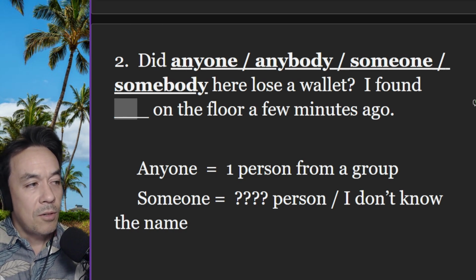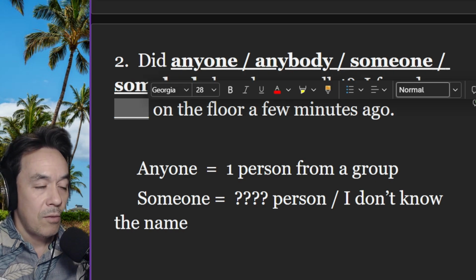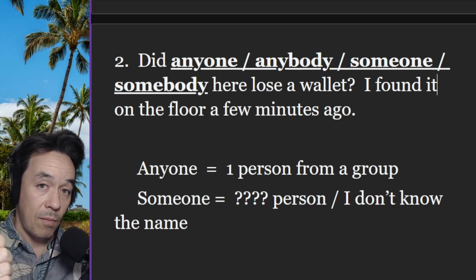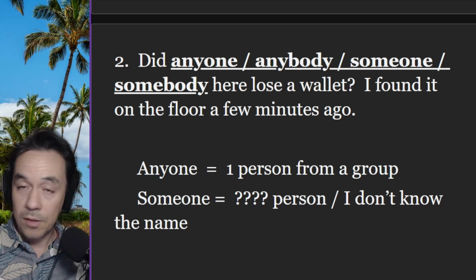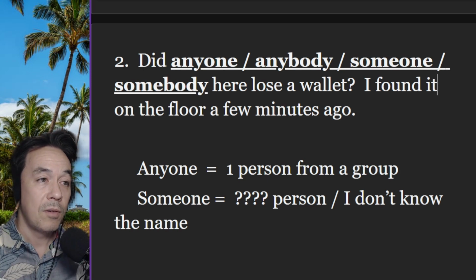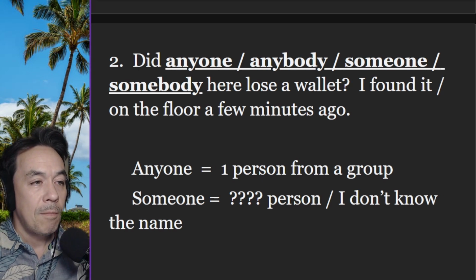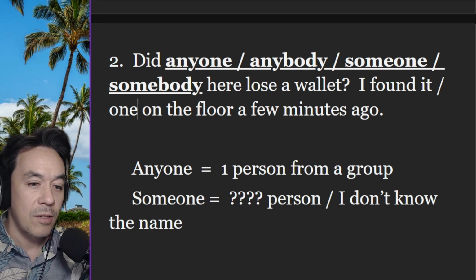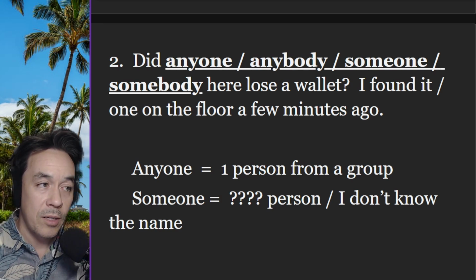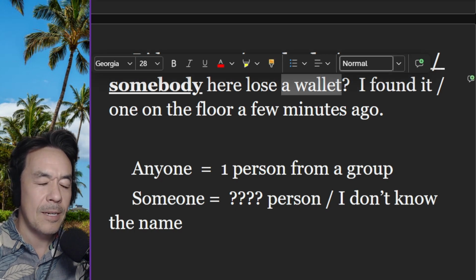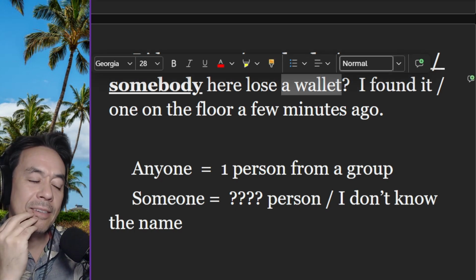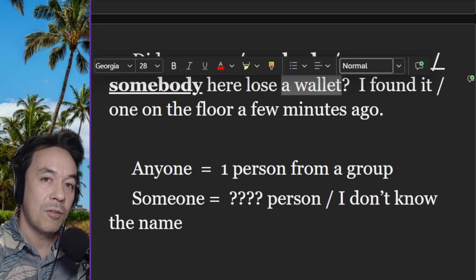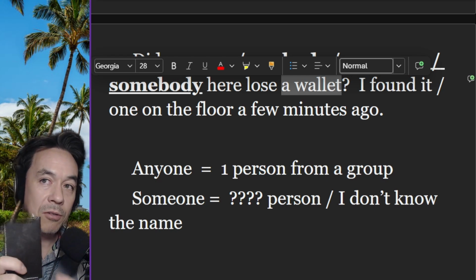So the most natural thing here, you could say, I found it on the floor, meaning here's a wallet. I found it. Say this is a wallet. See, here's a wallet. I found it. You could say that. You could say, I found one. You could say, did someone lose a wallet? Because this is a question, and at this point, it's just a question, just an idea.